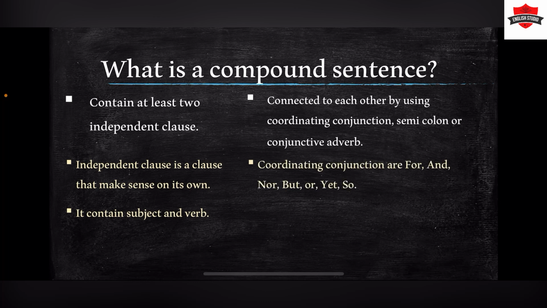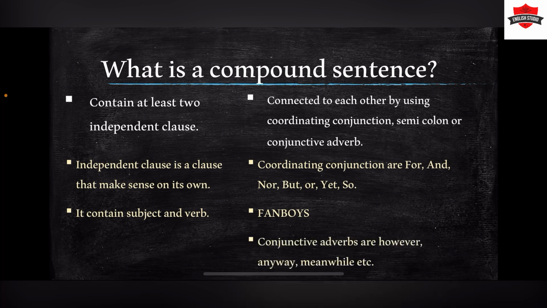What are coordinating conjunctions? Coordinating conjunctions are for, and, nor, but, or, yet, so. You can also use acronym FANBOYS to remember these coordinating conjunctions. And the conjunctive adverbs are however, anyway, meanwhile, etc.